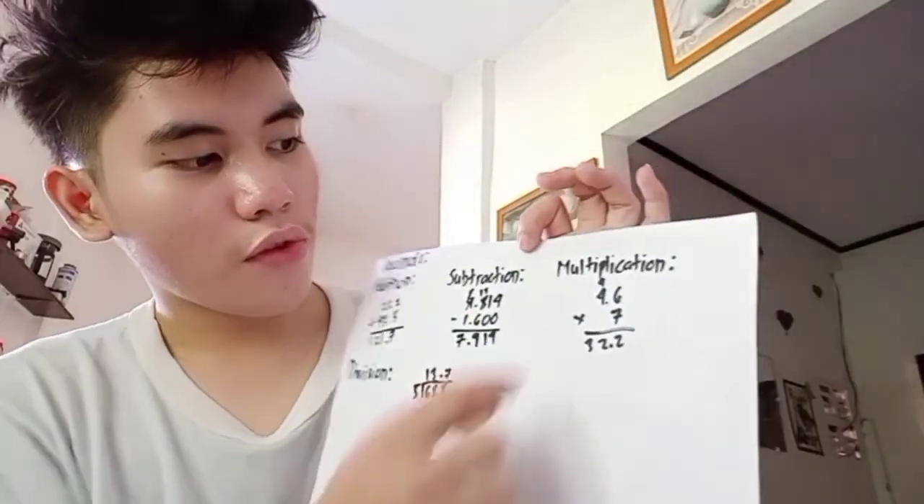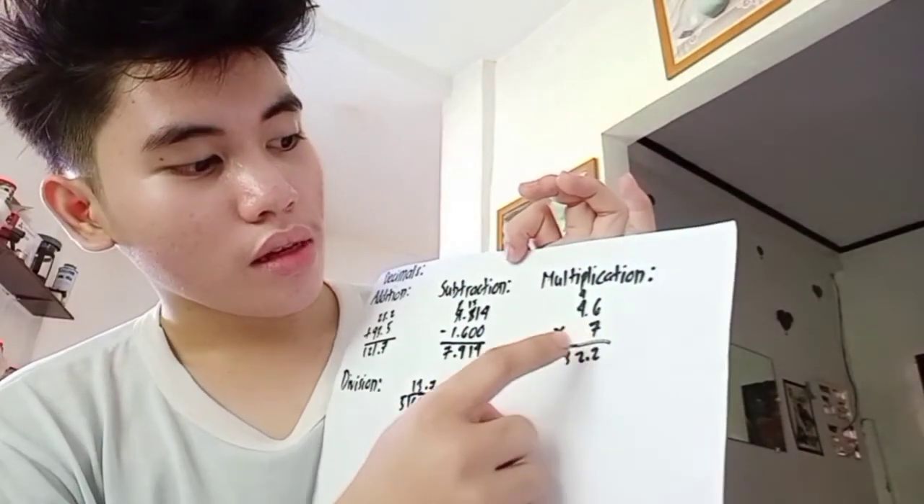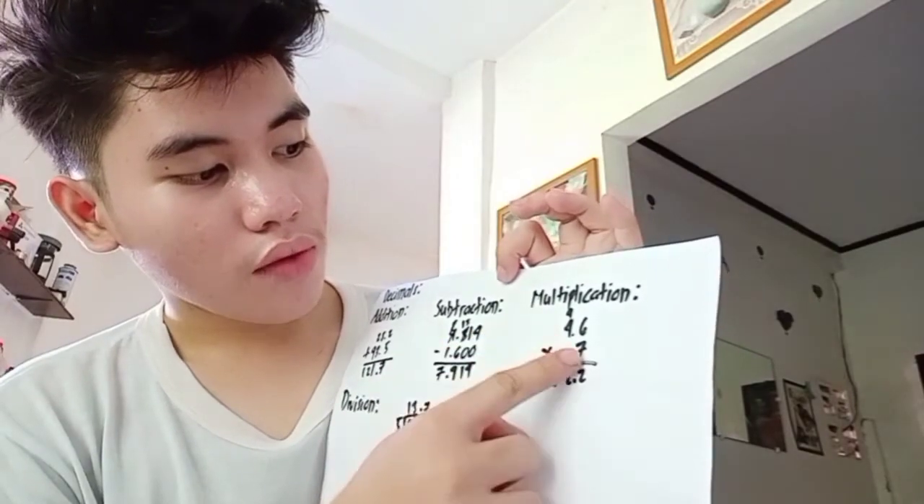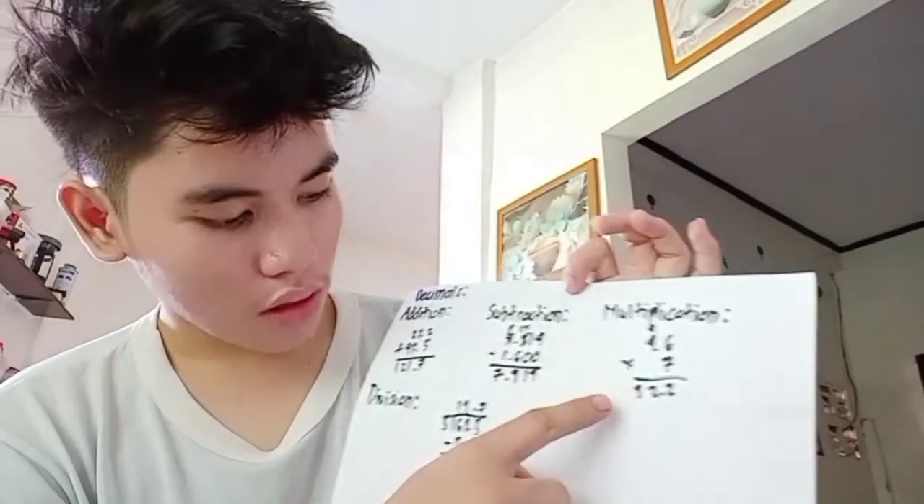For multiplication, 4.6 times 7. 7 times 6 is equal to 42. And 7 times 4 plus 4 is equal to 32.